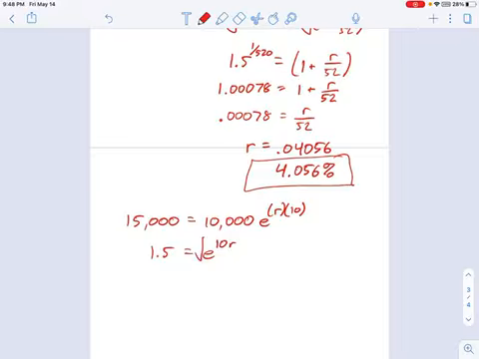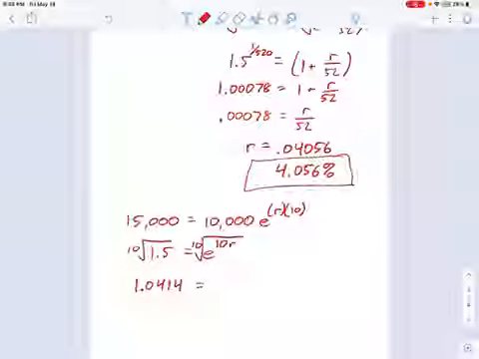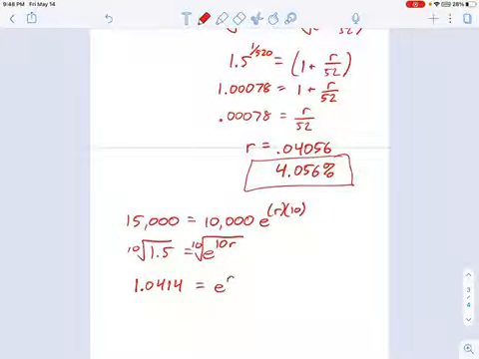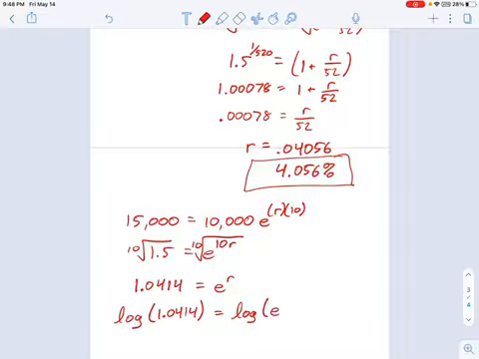I'm going to take the 10th root of each side, and let's see, 1.5 to the 0.1 power, that's the 10th root. On the left, I get 1.0414. And on the right, I get e to the r. So to solve this, to figure out what r is, we're going to have to do a logarithm of both sides. Hope you remember what logarithms are. Logarithm of 1.0414 equals logarithm of e to the r.